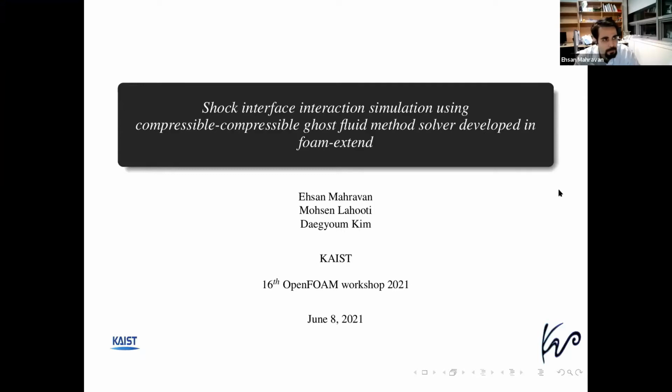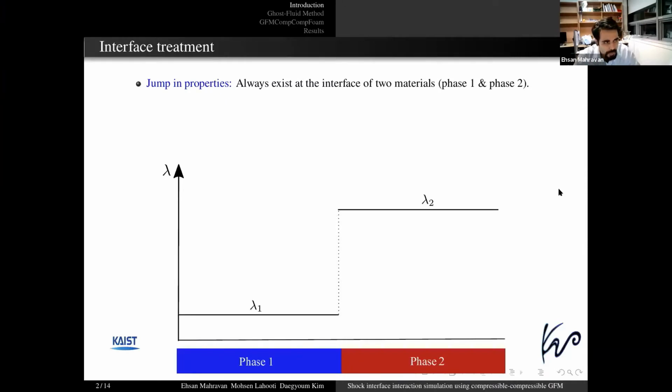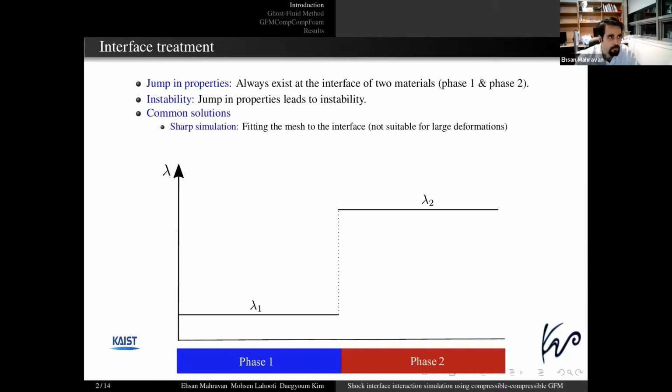Hello, everyone. I'm Ehsan Mahravan, and I am going to talk about shock interface interaction simulation using a compressible ghost fluid method solver that we've developed in FOAM. When we have two different materials, there is always a jump at the interface because of the different properties, and this causes numerical instability, and we need to somehow treat this problem.